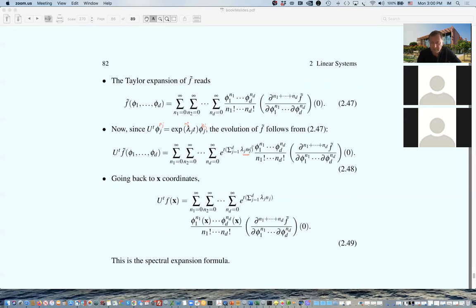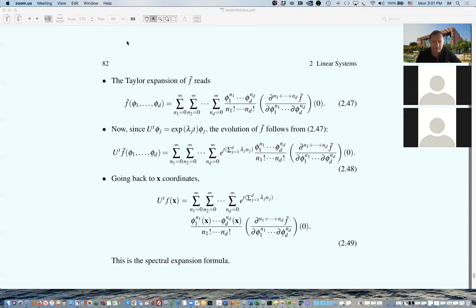And then, of course, there is a sum, because you're acting on phi_1 to the n_1, phi_2 to the n_2, and so on to phi_d to the n_d. There is a sum from j equals 1 to d of those terms, lambda_j n_j. And then we just copy this part over here. There is something interesting that came out, and that's this term here that tells you something about the evolution of your observable f tilde.